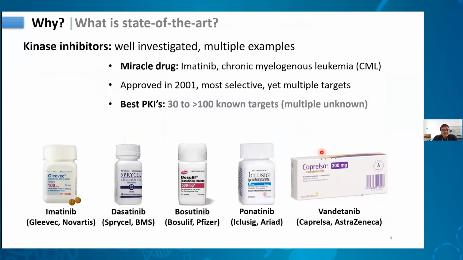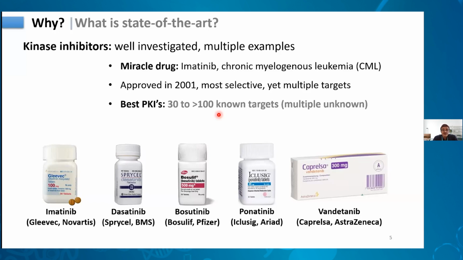So it's not a surprise that they are very well investigated over the past few decades, and they have led to multiple FDA-approved drugs. But if you look into the most specific protein kinase inhibitors that are out there, they still go for at least 30 to 100 identified or known targets. And then there are many unknown ones beyond that. And this is the reason why these drugs have multiple off-target activities and lead to side effects in the patients who are administered them.